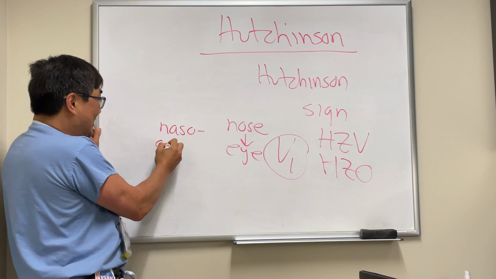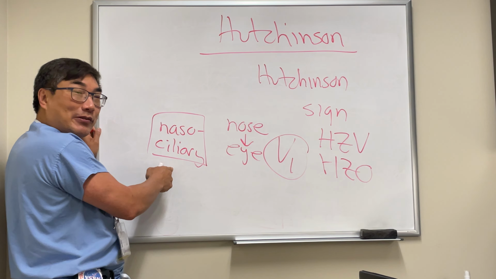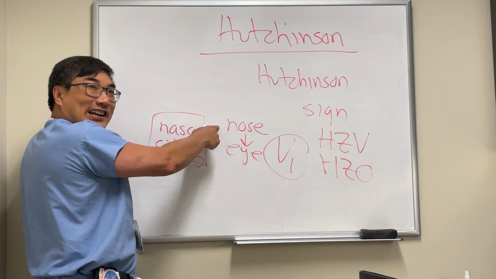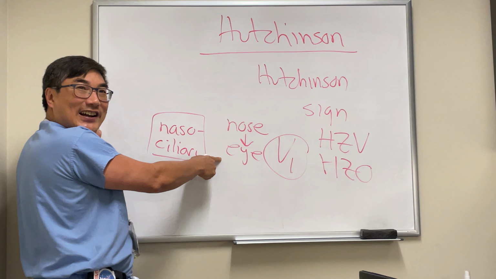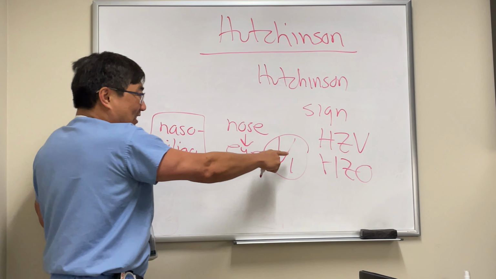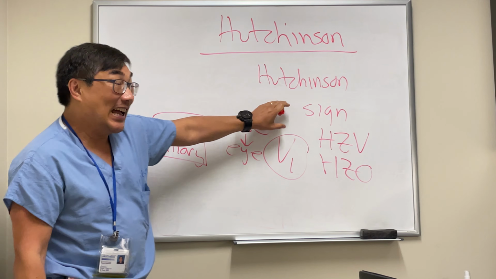the eye, ciliary. So the involvement of the nasociliary branch of the trigeminal ophthalmic division means there's a direct connection between your nose and your eye. It goes straight from naso to ciliary ganglion, and that can jump right into your eye and cause uveitis. And so that is the Hutchinson sign.